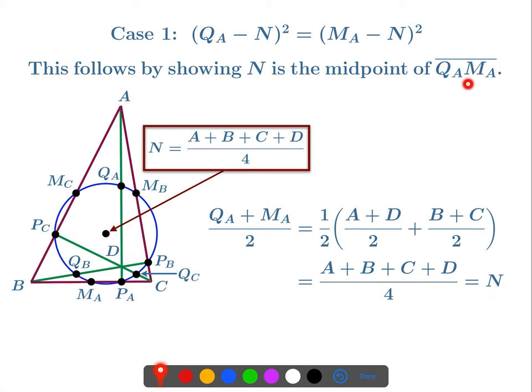So in fact, N is the midpoint of QA MA, that segment. And that shows us that the distance from N to QA and the distance from N to MA are the same.